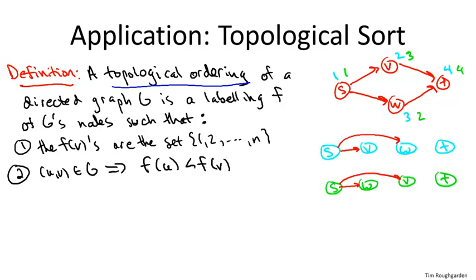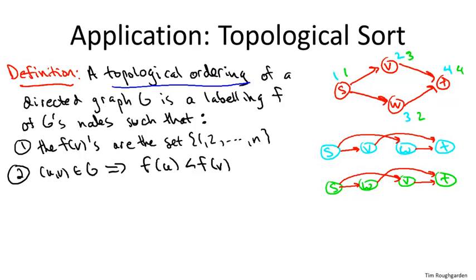Now, if you tried to put v before s, it wouldn't work because the edge from s to v would be going backward if v preceded s. Similarly, if you put t anywhere other than the final position, you would not have a topological ordering. So in fact, these are the only 2 topological orderings of this directed graph. I encourage you to convince yourself of that.